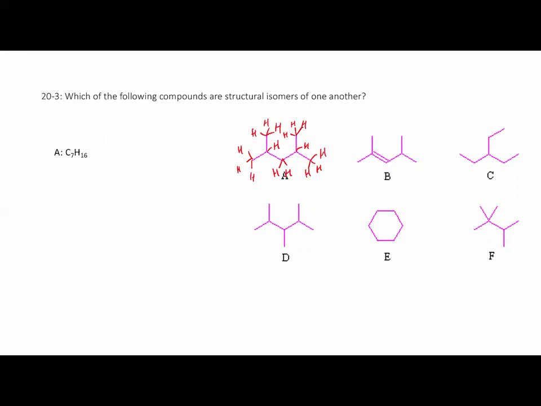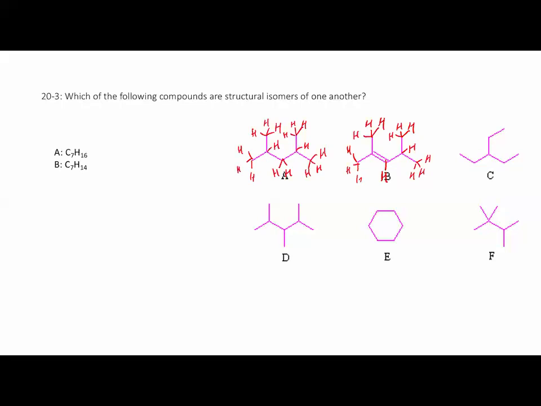So now B, it also has 6 carbons, but it has 2 less hydrogens, because of that double bond. So these have a different molecular formula. They are not isomers of one another.